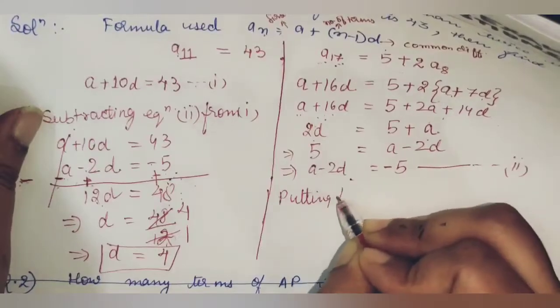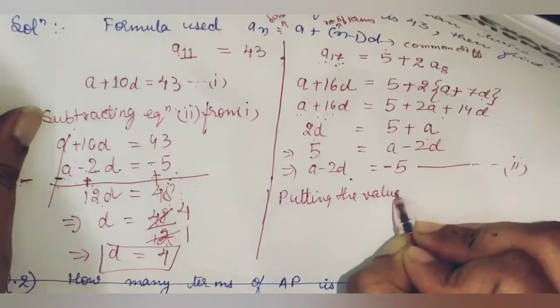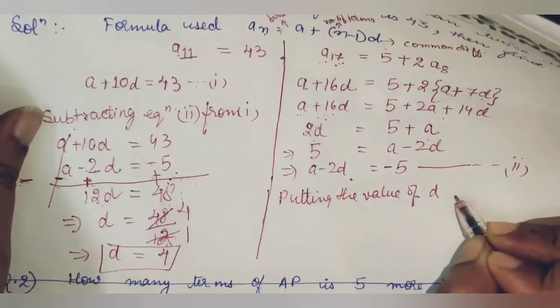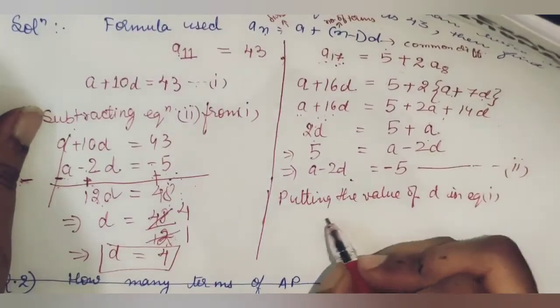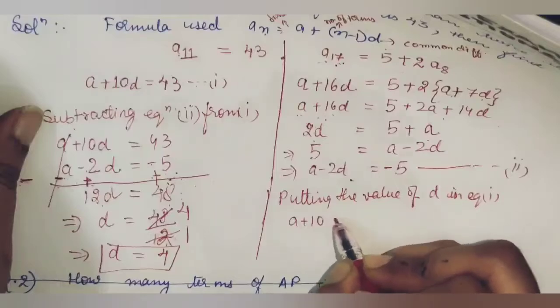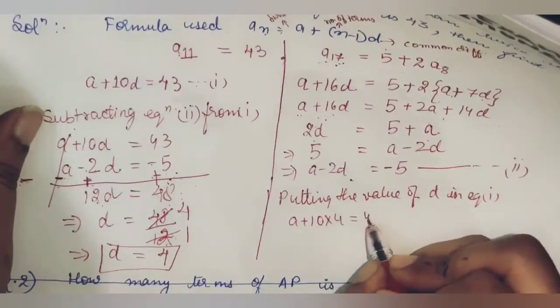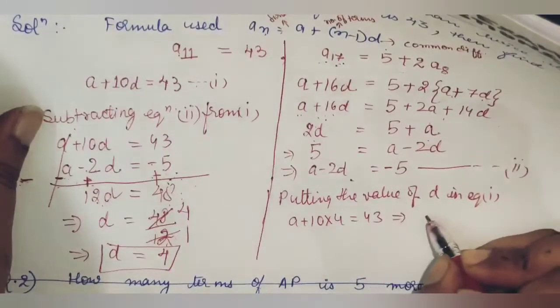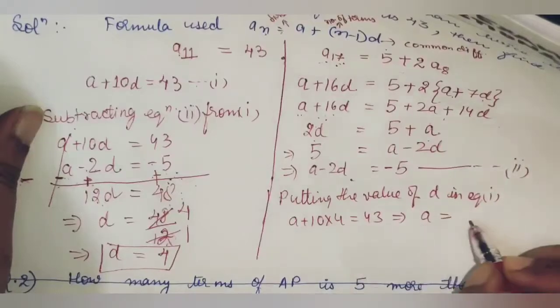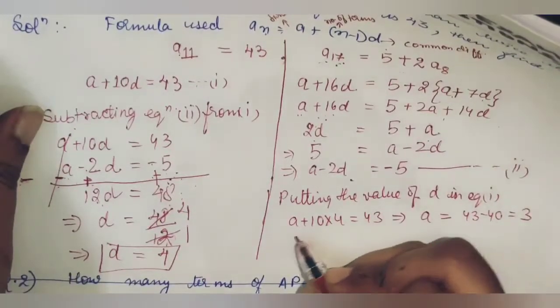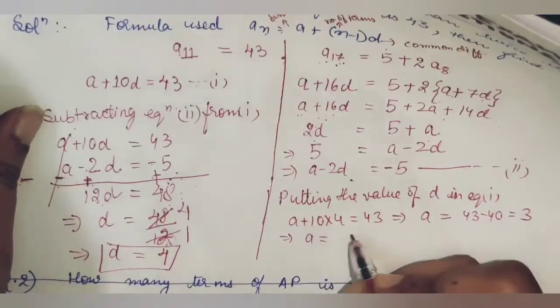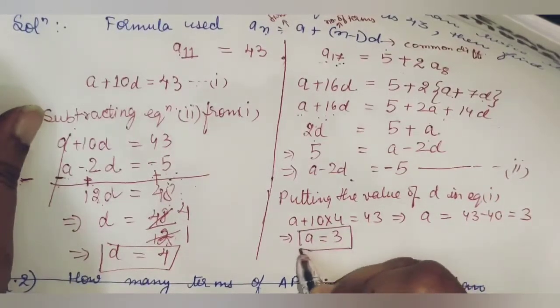Putting the value of d in equation 1, a plus 10 into 4 is equal to 43, implies that a is equal to 43 minus 40, that is 3. So from here we can write a is equal to 3.